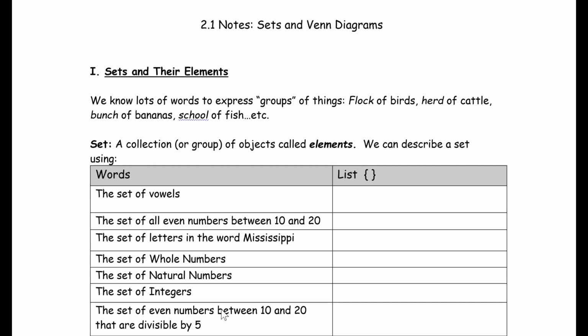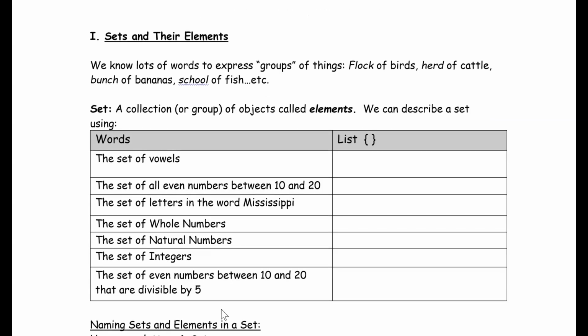So let's talk about what a set is. There's lots of words to express groups of things, and that's basically what a set is. It's a collection or group of objects. So for instance, a flock of birds, a herd of cattle, a bunch of bananas, a school of fish. So a set is just a group of, it could be anything. It could be a set of letters, or a set of numbers. It could be a list of all of the names of the people in your class. There's no restrictions in terms of what can be in a set.